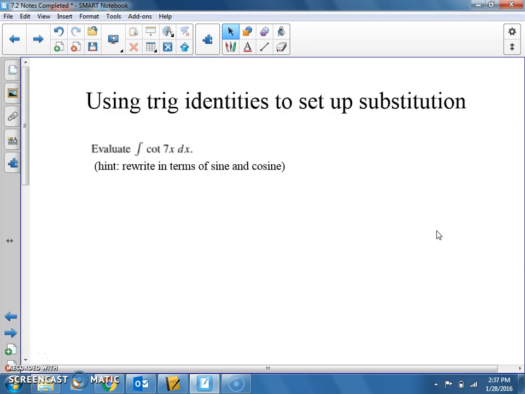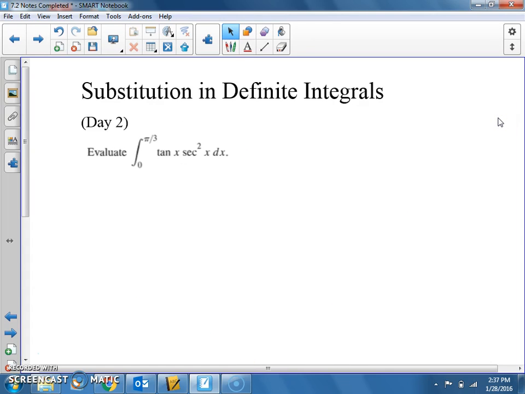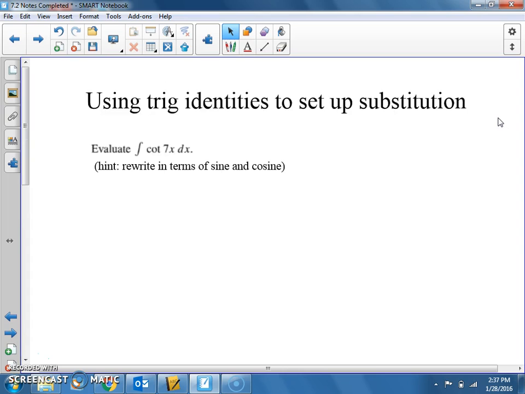Okay, so yesterday we were going over substitution and indefinite integrals. We're going to keep going over that, and then we're going to go over substitution and definite integrals. This time we're going to use trig identities to set up a substitution. So we're going to go over trig identities here.